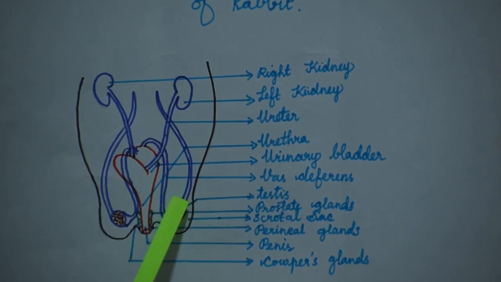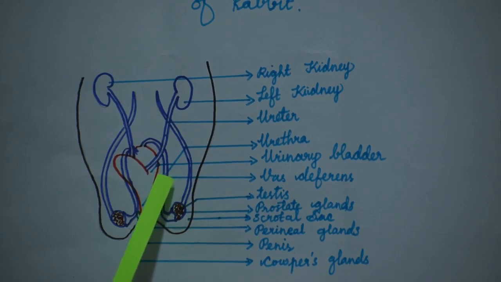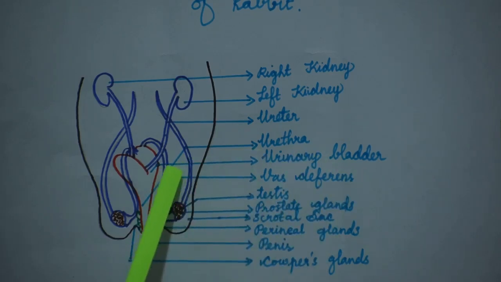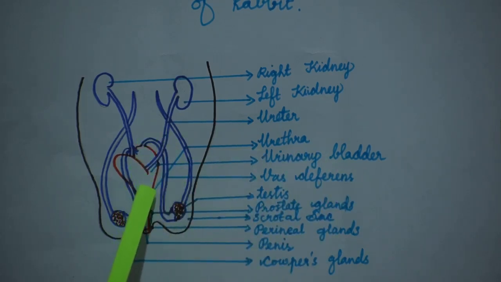The epididymis opens into the sperm duct. That sperm duct is called vas deferens. The vas deferens opens into the urethra just below the urinary bladder. When the urethra runs backward, it passes into the penis. Have you understood?